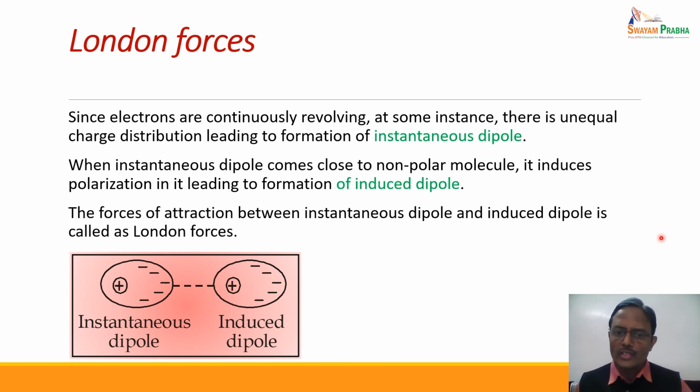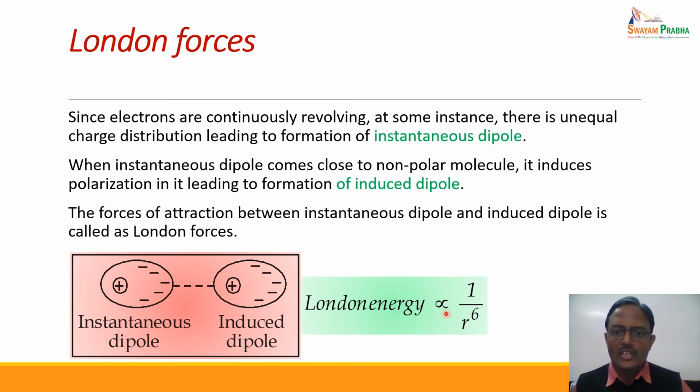They are temporary forces and very short range forces, because the London energy is inversely proportional to r raised to power 6. Normally the force of attraction between any two charged species is directly proportional to 1 upon r square, or we can say it is inversely proportional to the square of the distance under normal conditions. But London forces vary inversely as the 6th power of the distance between the two species. So they are very short range forces.